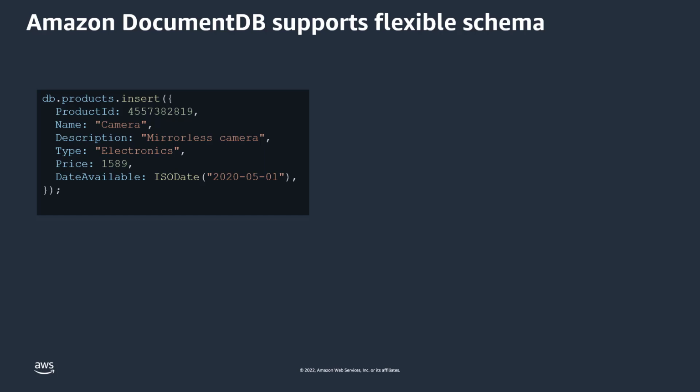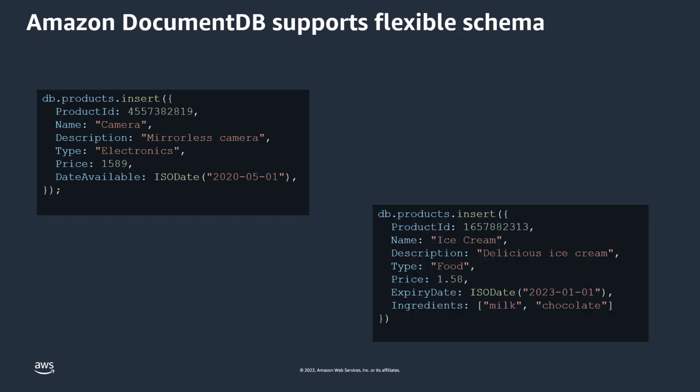And you can add a new field or modify the type of fields without downtime, in each document independently. For example, in the same collection, I'm adding a new document, an ice cream product, where 2 additional fields are needed, expiry date and ingredients in this case. Well, I don't have to update a schema in the database in order to insert the new document.